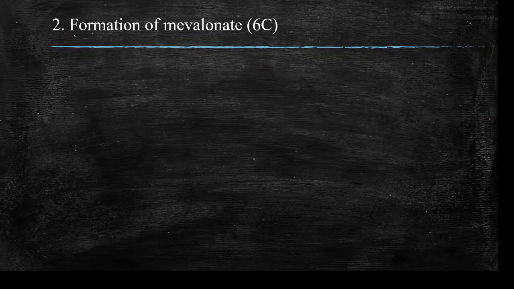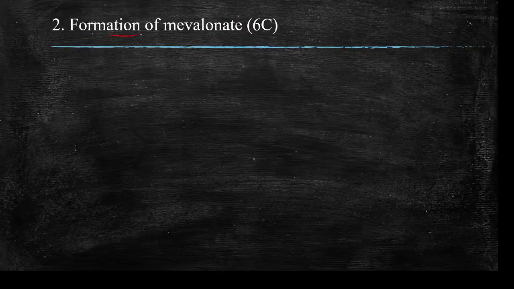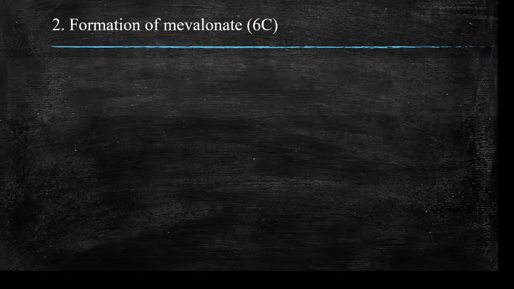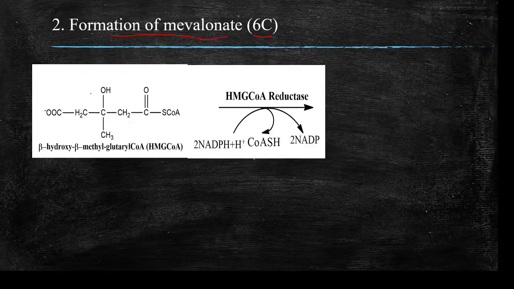The next step, stage 2, is the formation of mevalonate, a 6 carbon containing unit. So HMG-CoA contains how many carbons? 1, 2, 3, 4, 5, 6 carbons. So this has to be converted to mevalonate.